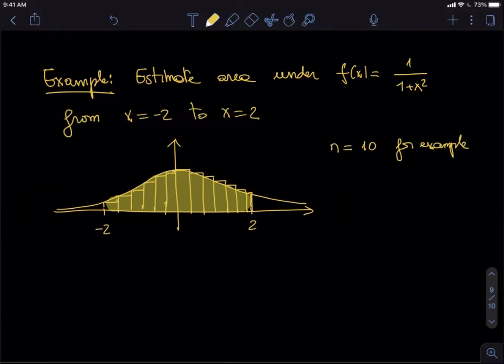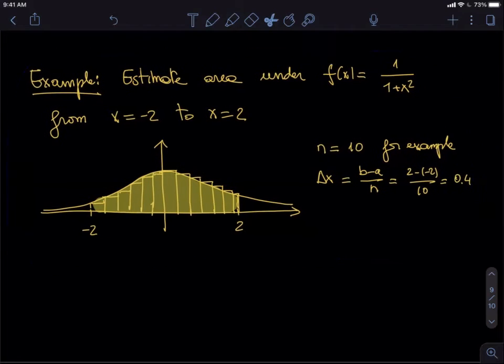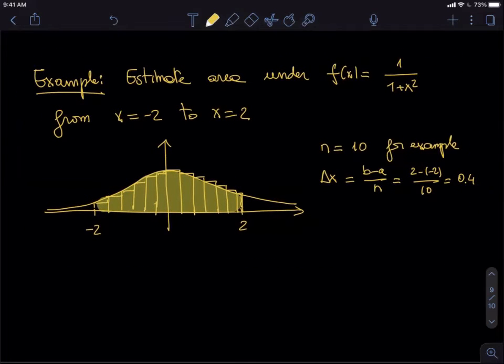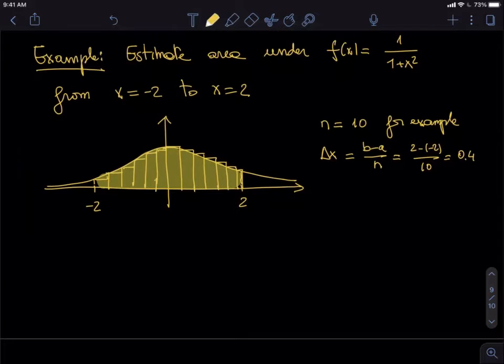And let's see what is the corresponding width of those rectangles. That is b minus a divided by n. That is 2 minus -2 divided by 10. That's 4 divided by 10, so 0.4. In this type of problems, you know I don't like decimals, but we need to use decimals, otherwise it becomes unmanageable.